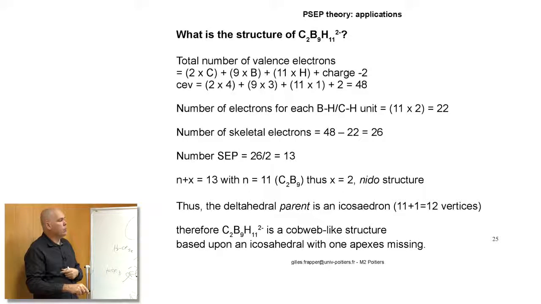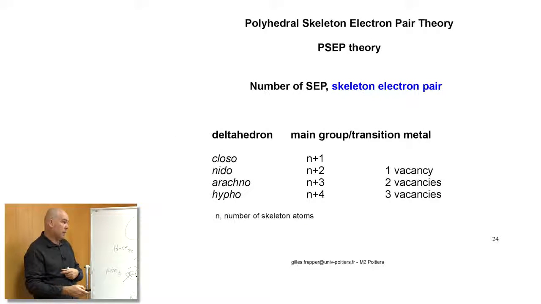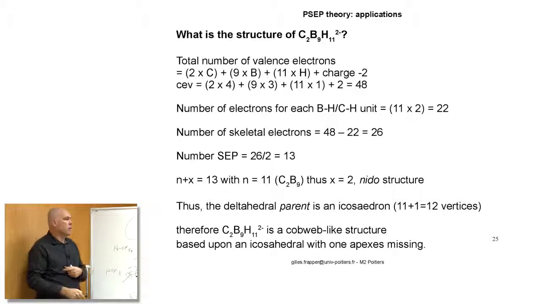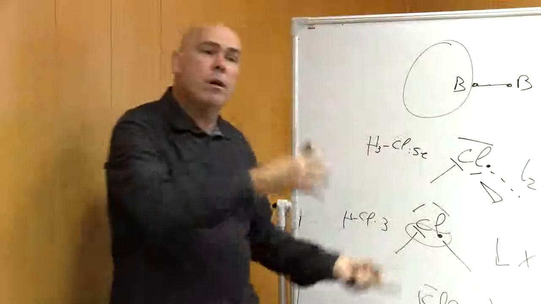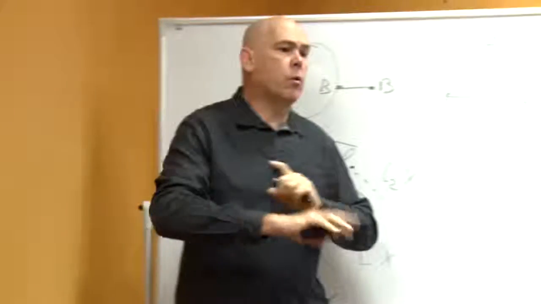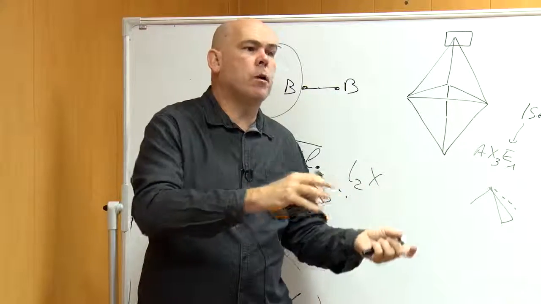Okay? So 13, you use this rule, n plus x. n here is 11. You have 11 main group atoms. Thus, x is equal to 2. When you have 2, you have a nido compound. I made a mistake here. So you should get a nido structure. If you have the nido structure, the parent polyhedron is an icosahedron with 12 vertices. Therefore, C2B9H11 2- is a cobweb-like structure based on an icosahedron with one apex missing, the one below. So it's another way, but this theory is more general. You may apply it to a cluster mixed with main group and transition metal elements.